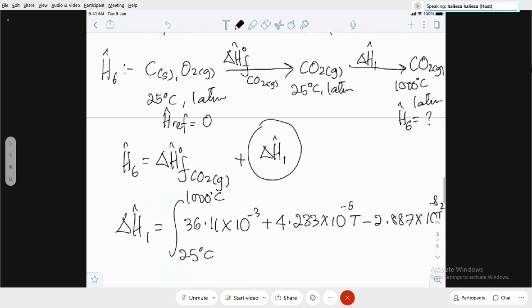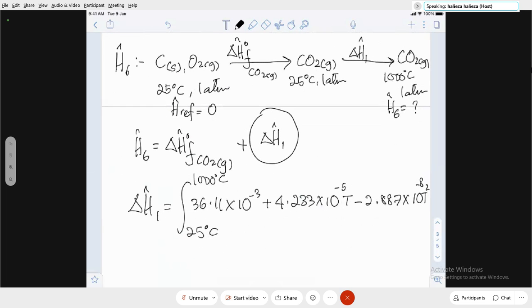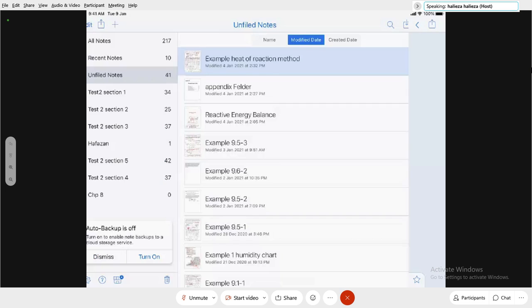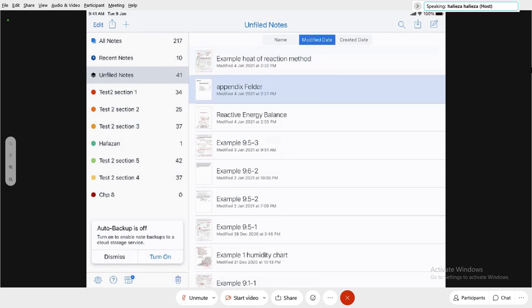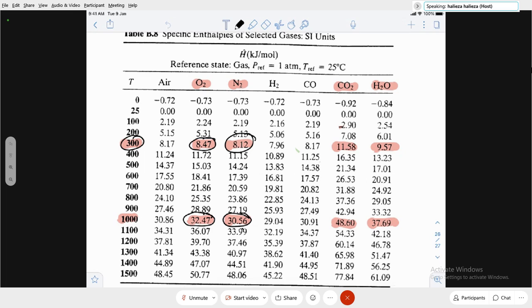Yes? Actually, CO2 is in table B8. We can get it from table B8, right? Yes, we do. Is it available in B8? Let's see. Of course, it's at the same temperature. The reference state is 25 and 1000, I think, is also in B8. So let's look at appendix B8. Yes, you have carbon dioxide. Thank you for pointing it out, or else we'll be spending time integrating.